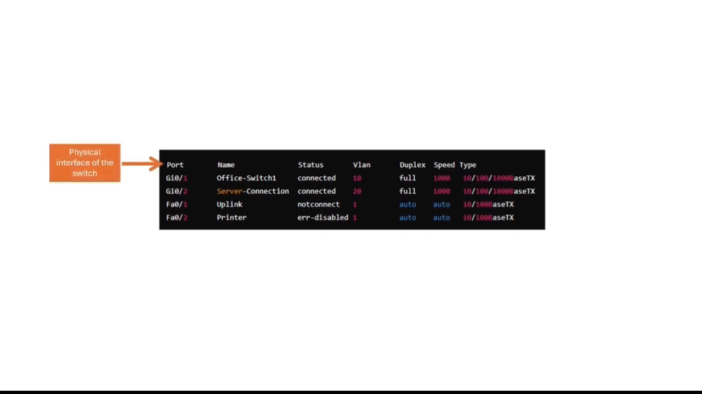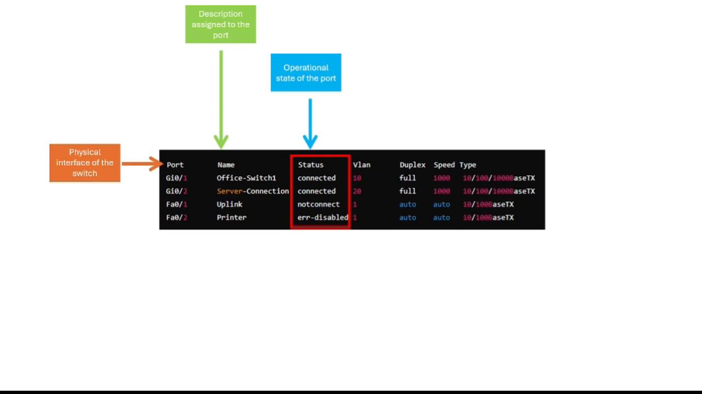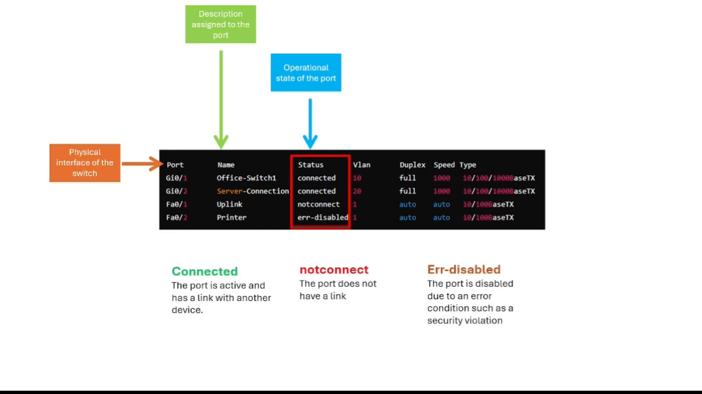Let's start with the first column, which is the physical interface on the switch. It can be a Gig Ethernet or a Fast Ethernet. Next column is the description assigned to the port, if any, and this can be used to identify the purpose or connected device for each port. Next column is the operational state of the port, which is the status. There are three results for this: connected, which means the port is active and has a link with another device; not connect, the port does not have a link. It often indicates that no cable is plugged in or a problem with the connection. And last is disabled, where the port is disabled due to an error condition such as a security violation, for example.